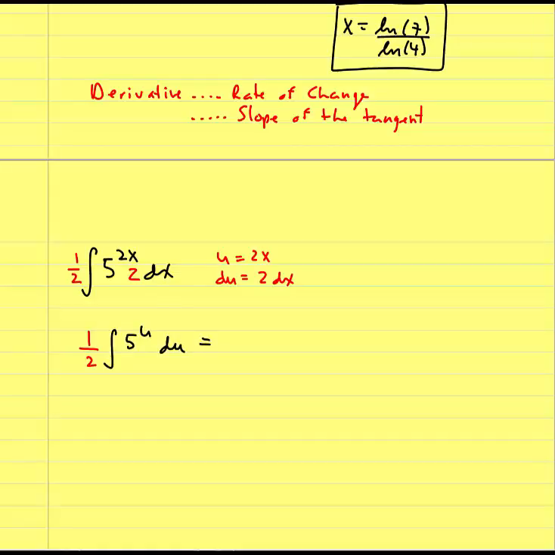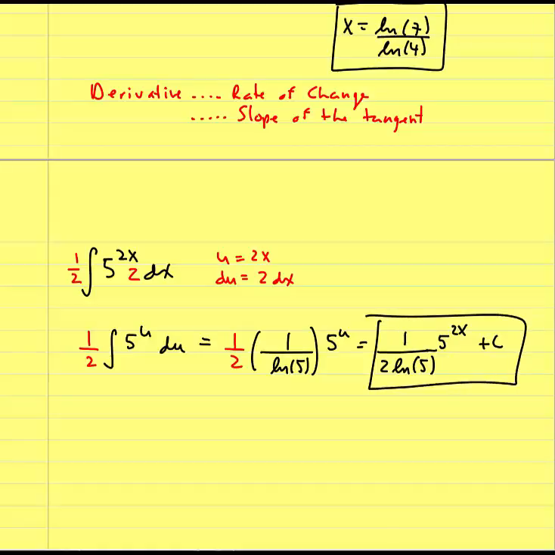And now this follows straightforward from my formula. So my formula would say this integrates to 1 over the natural log of 5 times 5 to the u. And of course we need to switch this back to x's. So this is 1 over 2 ln of 5, 5 to the u. U is 2x plus c then. So there's my integral. This is the antiderivative.